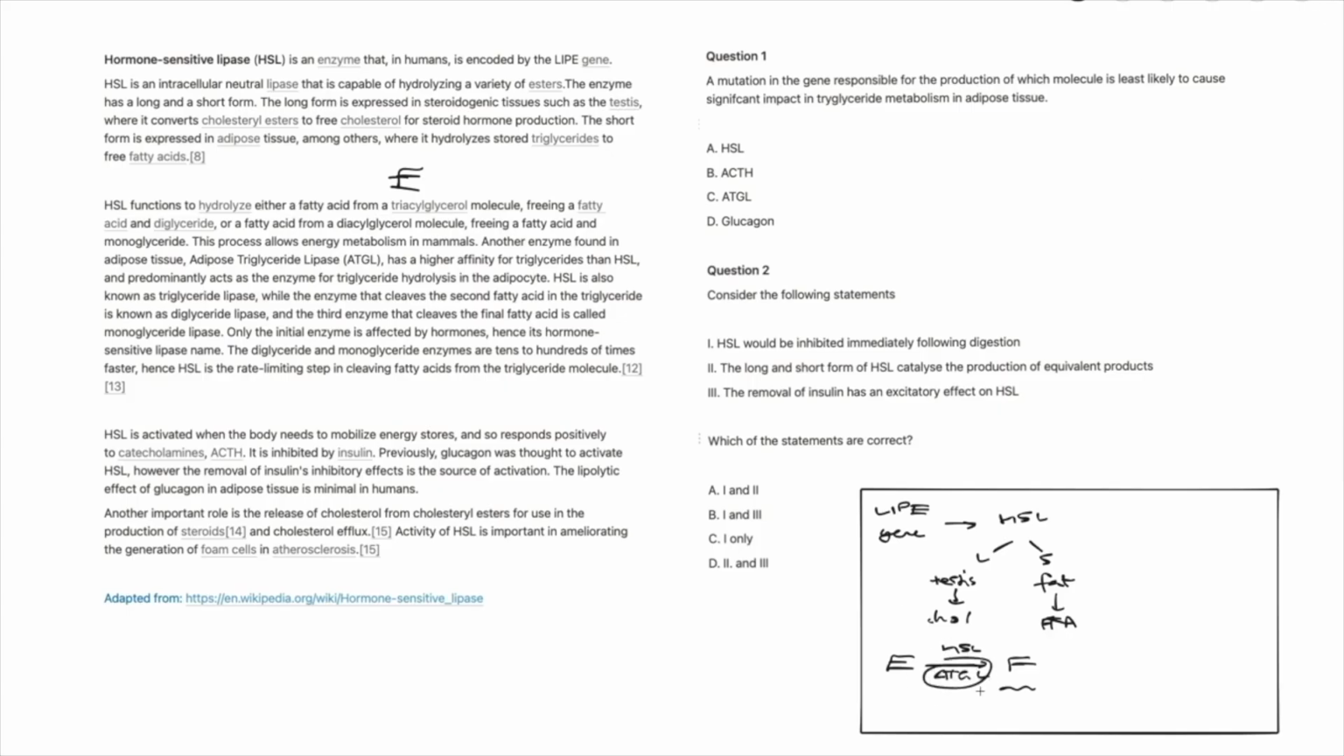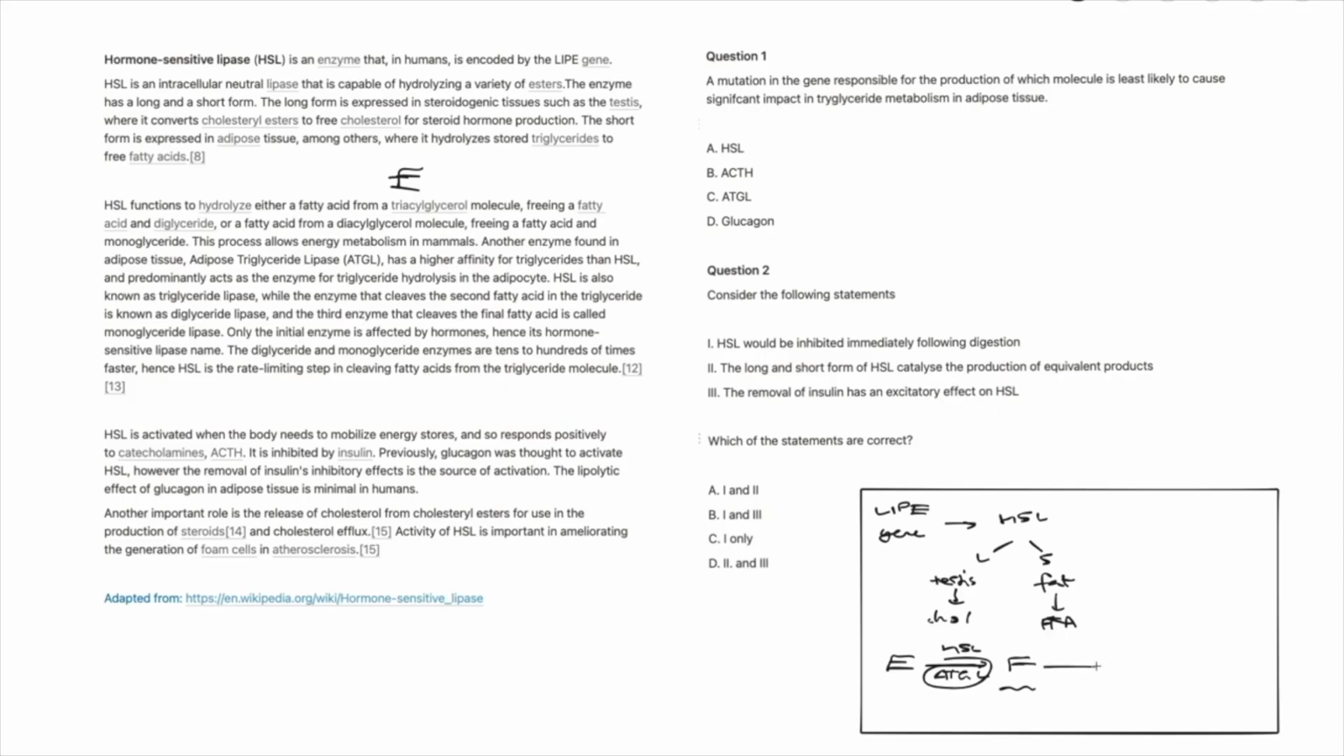I'm going to circle it, that one's better. Out of the two, it has a greater affinity. But then it says after that, HSL is also known as a triglyceride lipase, while the enzyme that cleaves the fatty acid in the triglyceride is known as diglyceride lipase, and the third enzyme that cleaves the final fatty acid is called a mono.